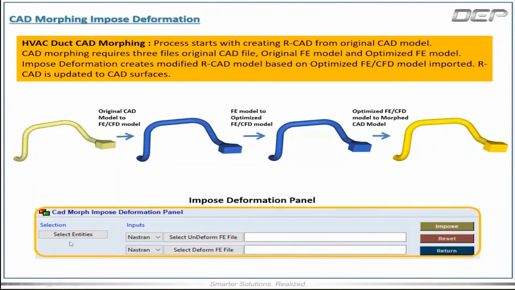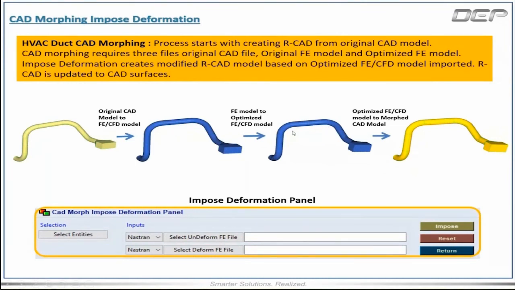So the panel you are seeing below is your CAD morphing impose deformation panel, where the user is going to select the CAD surface, and then select the original FE data, and then select the optimized FE data, which is a CFD model, and say impose. So whatever changes have happened in the optimized design, like the length of the duct, or the diameter of the duct, or the width and height of the outlet ducts.